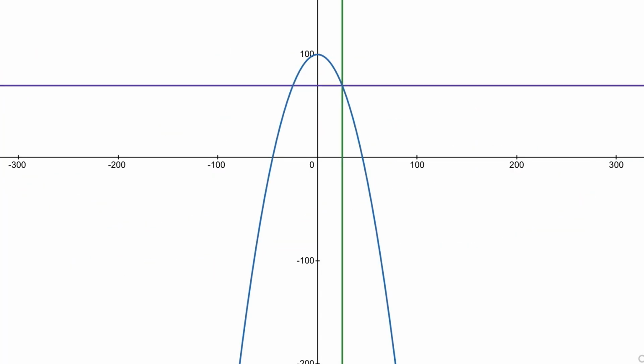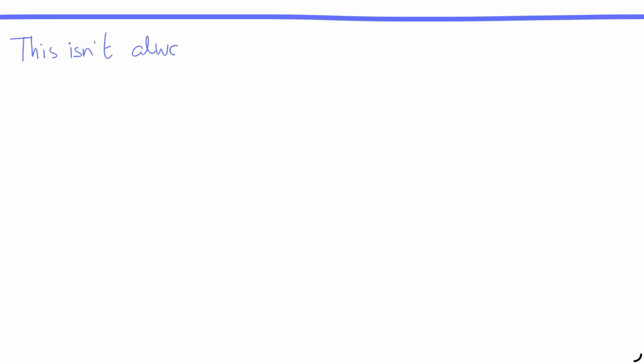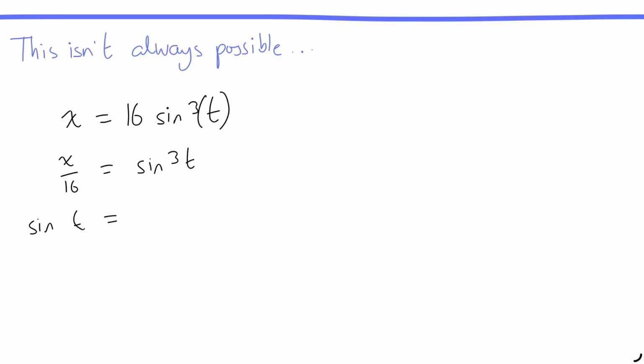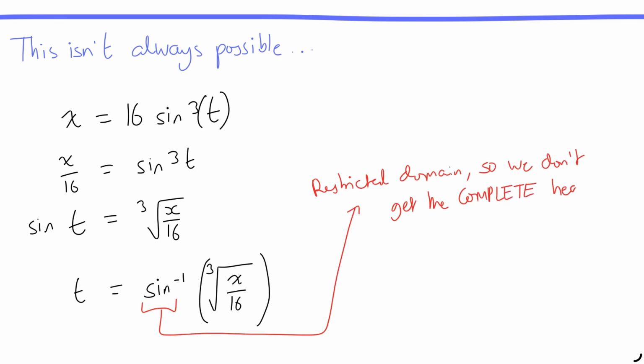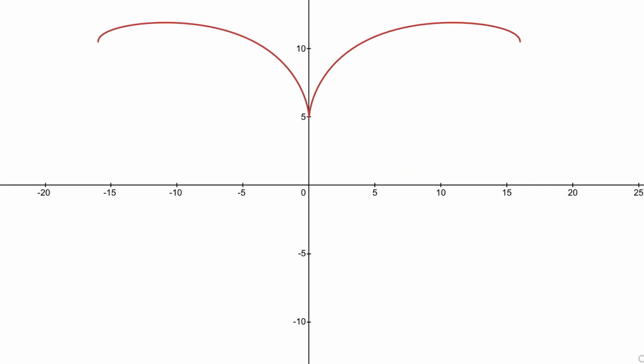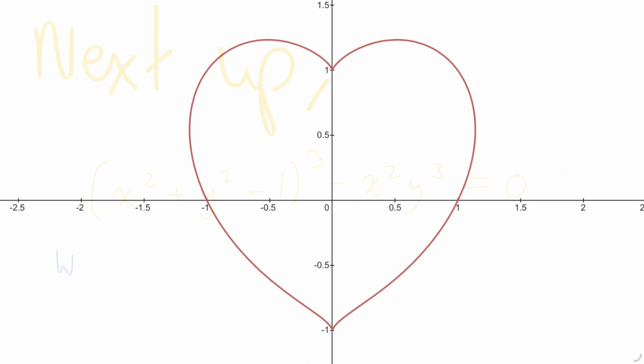Now, this is a nice case where we can get the explicit formula, but that's not always the case. In the case of our heart, for example, we could write t in terms of x, and eventually get that t is the inverse sine of the cube root of x over 16, and then sub that into our equation for y, but due to the restricted domain of the inverse of sine, we only get the top part of the heart. Well, that's unfortunate, so let's look at our next one.